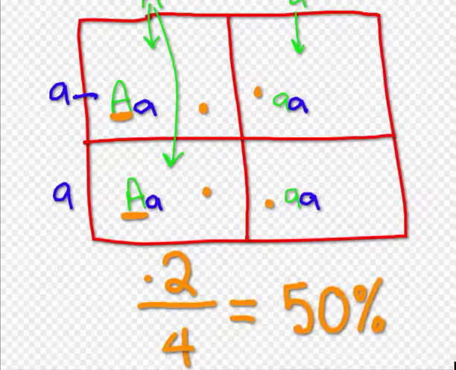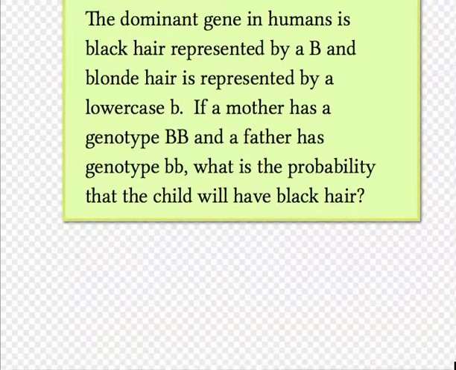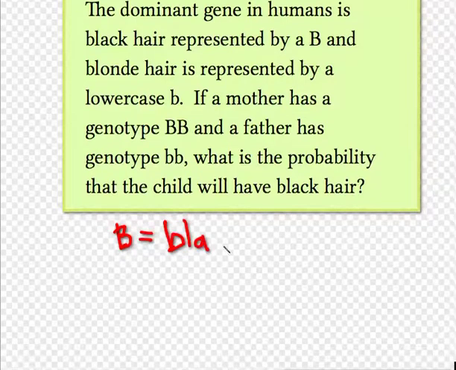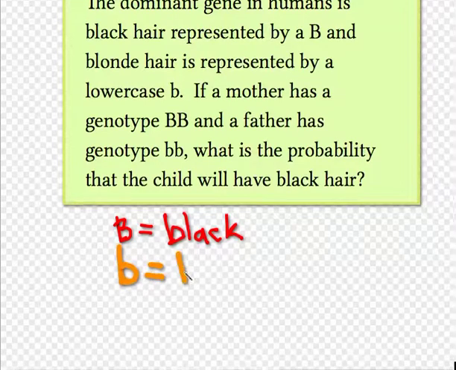So let's go ahead and take a look at an example of one that you might see on a test, like on the test today. For instance, it says the dominant gene in humans is black hair. So we've got black hair here represented by a capital B. So we know that B is black. Similarly, it says blonde hair is represented by a small b. So a small b equals blonde.